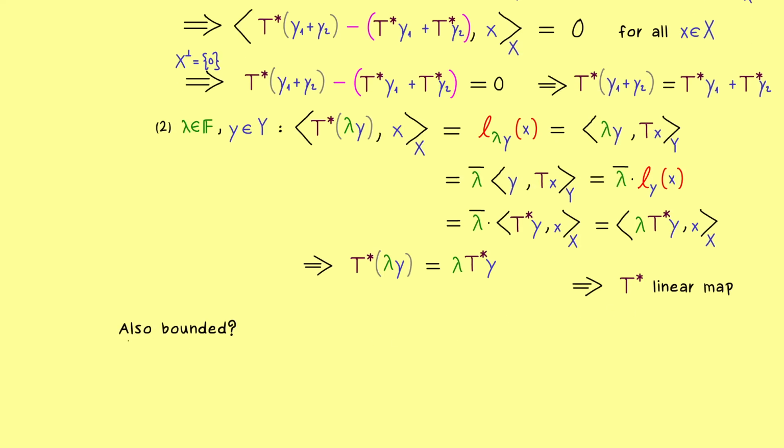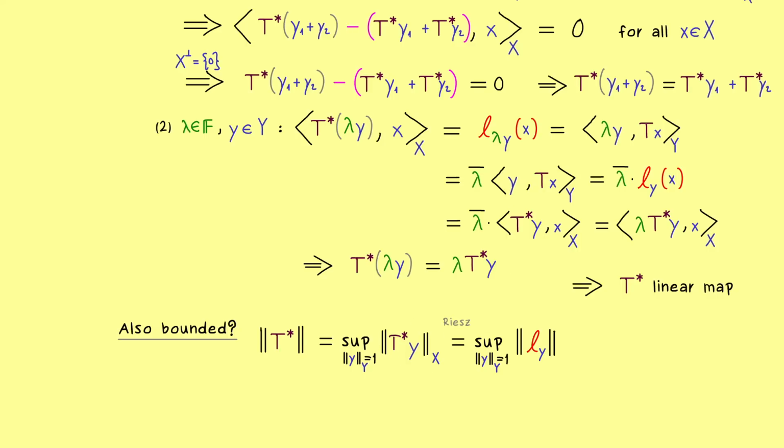This is not hard at all, because we just have to calculate the operator norm. And as already mentioned at the beginning, the operator norm is always given by a supremum. So we just have to check if there's an upper bound for the norm of T star y, where y is normalized to 1. However, now we talked about this many times, T star y is just the linear functional defined on X. And indeed, the Riesz representation theorem tells us that the norms stay the same, so this one is just the operator norm of L, so more concretely, the operator norm of L_y.